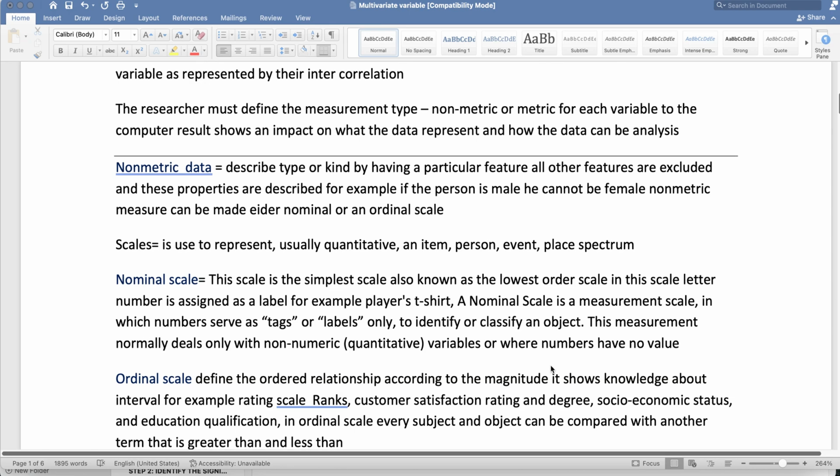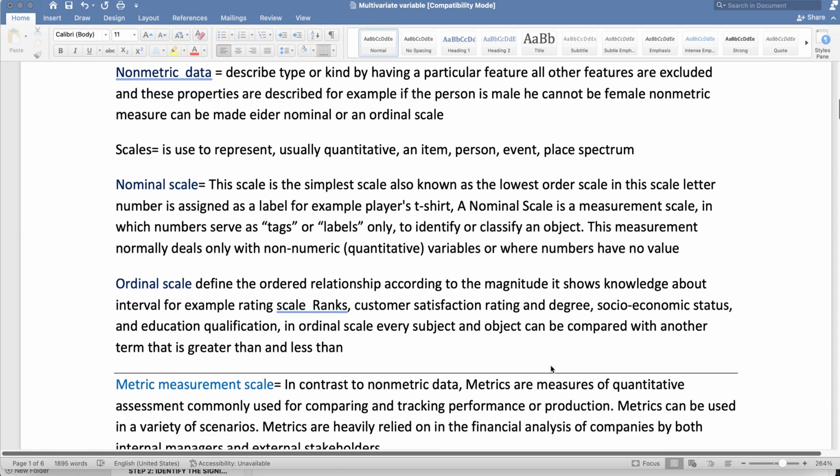We'll discuss the nominal scale. This scale is the simplest scale, also known as the lowest order scale. In this scale, letters or numbers are assigned as labels. For example, a player's t-shirt number. A nominal scale is a measurement scale in which numbers serve as a tag or label only to identify or classify an object. The measurement normally deals only with non-metric variables, or where numbers have no value.